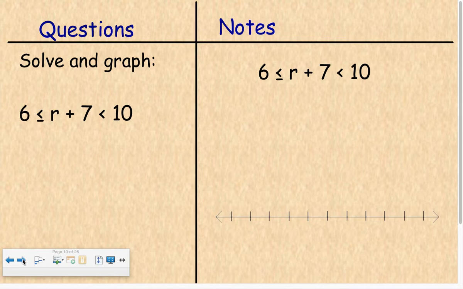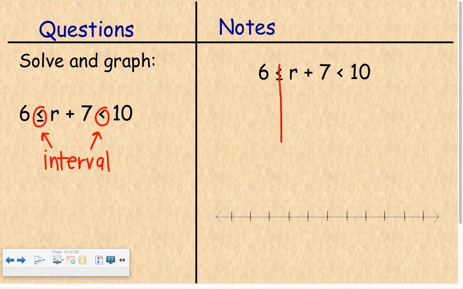You know something is in interval form if they have two inequality signs grouped in the same problem. So since I see two inequalities grouped in the same problem, that's what tells me that this is an interval. So train tracks get drawn through both inequality signs.